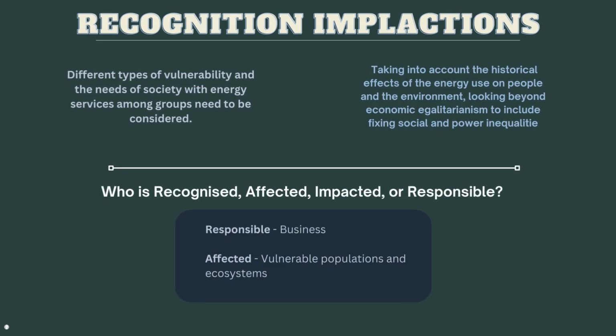As we learned in this week's module, recognition justice regards individual self realization, and furthermore, recognition of human dignity and the difference between lower status groups and dominant society. So, therefore, different types of vulnerability and the needs of society with energy services among groups really needs to be considered. Recognition justice also pertains to who is recognized, who's affected, who's impacted, and who's responsible.